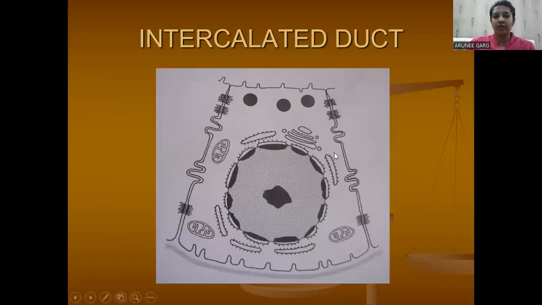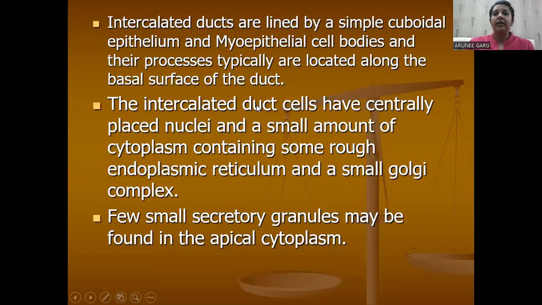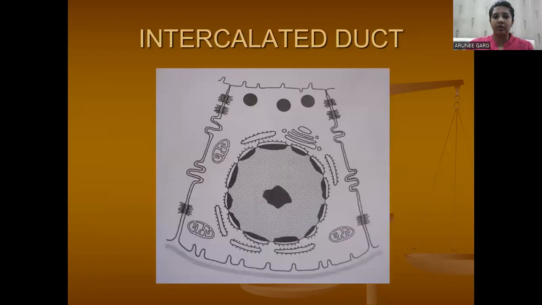This is a picture of an intercalated duct. They are more cuboidal in shape with a centrally placed nucleus. You can see the rough endoplasmic reticulum, mitochondria, and a few secretory granules. The intercalated ducts are lined by simple cuboidal epithelium, and the myoepithelial cell bodies and the processes are located along the basal surface of the duct. The myoepithelial cells are present here, near the base of the cell.